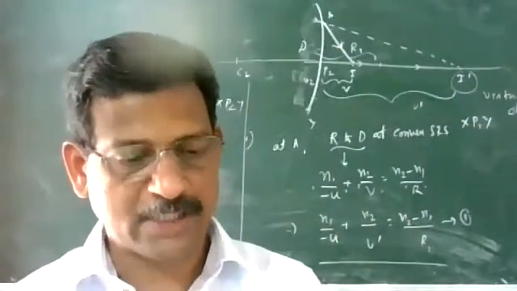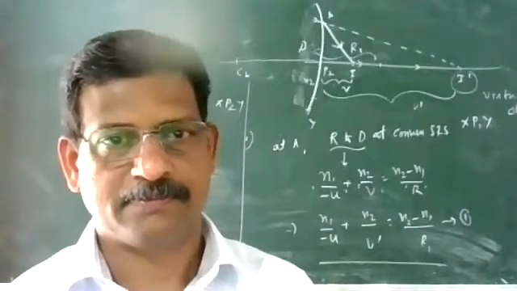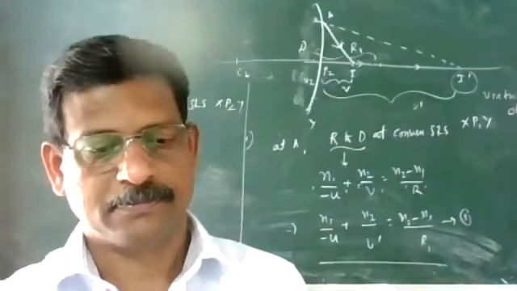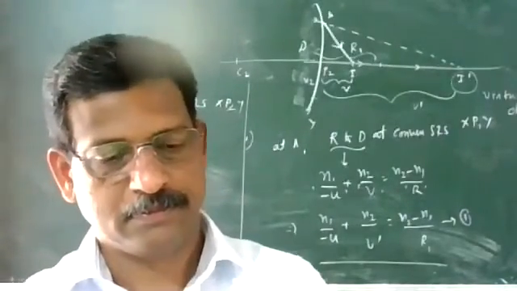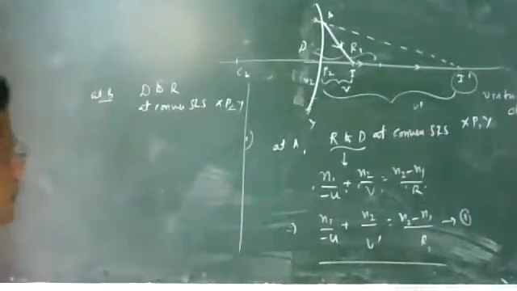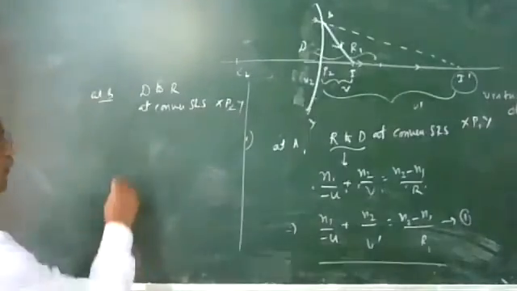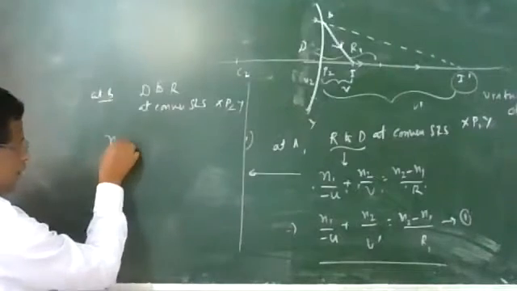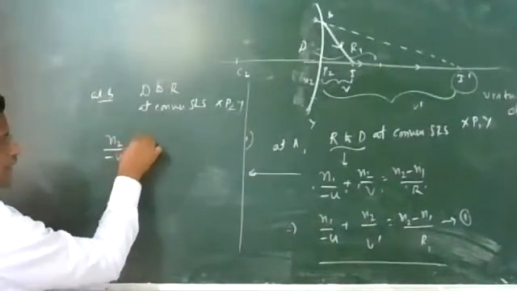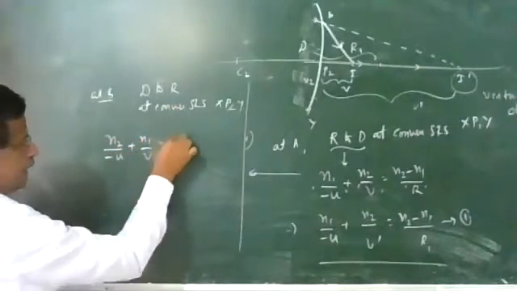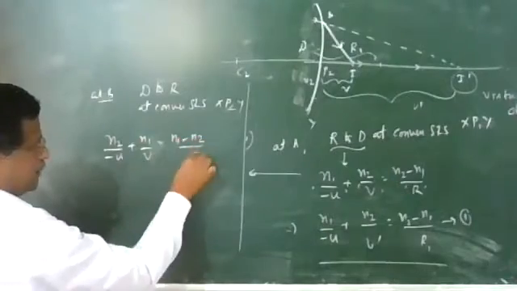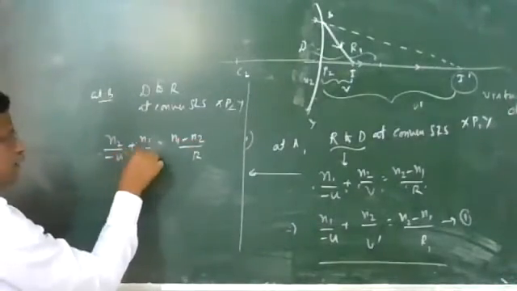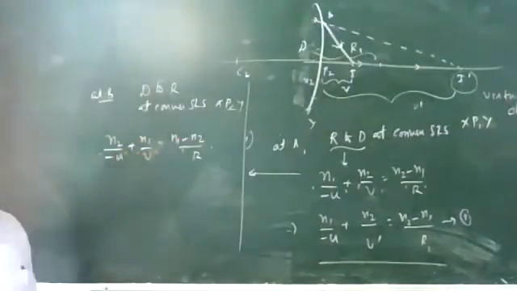Denser to rarer equation: n2 upon minus u plus n1 upon v gives n1 minus n2 upon r. From here, just replace: n2 upon minus u plus n1 divided by v is equal to n1 minus n2 divided by r. What is the value of u, v, r for the surface? You have to recognize.